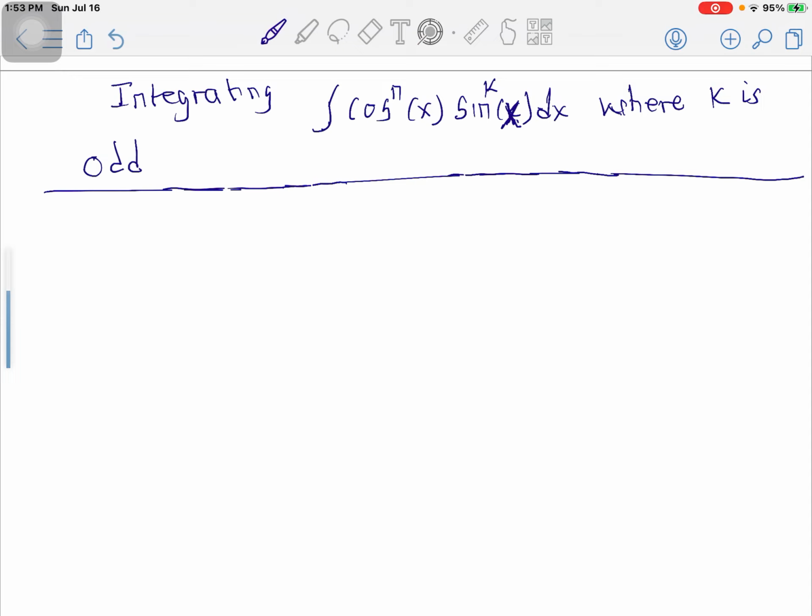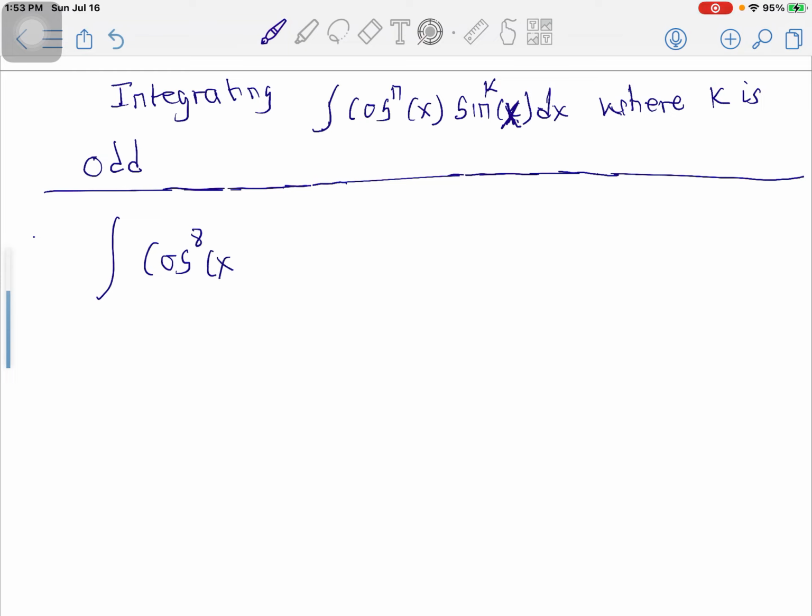Since you have been able to go through the strategies that you must know in my previous video, let's focus on integrating the integral of cos^n(x) sin^k(x) dx, where k is odd. If I say k is odd, it means that the power on the sine is odd, and the cos is even. Based on this, let's see how we are going to do it.